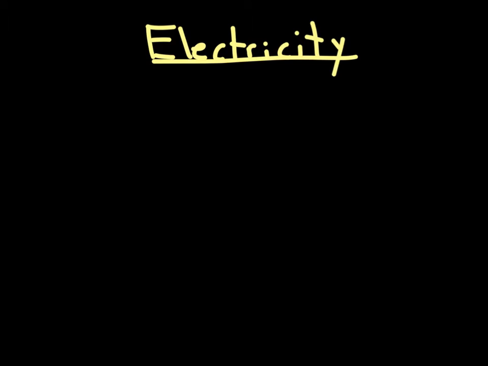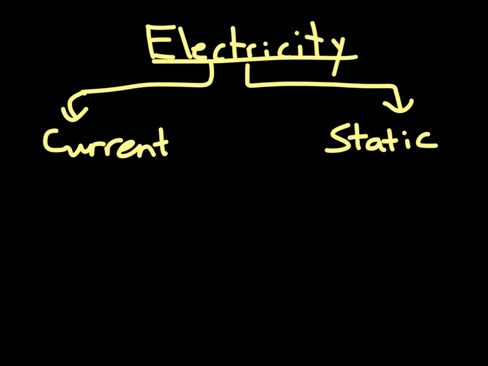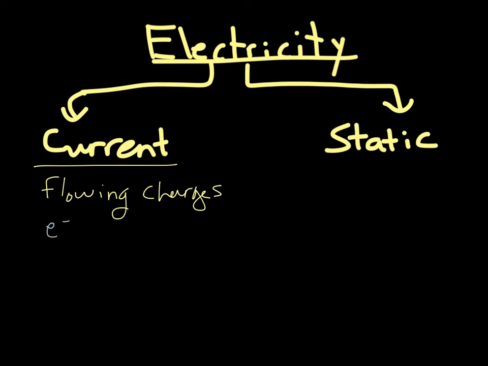Electricity can be in the form of something called a current, or it can be static. If something is in a current, it's flowing, it's moving. So these are flowing charges, specifically flowing electrons. If we get a bunch of electrons moving in a line, we have an electric current.